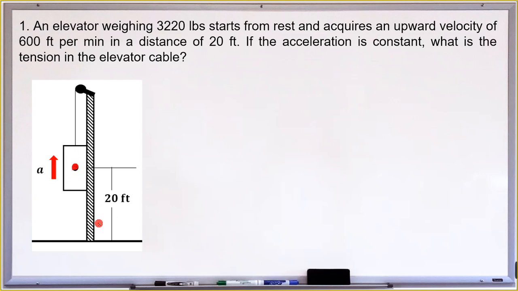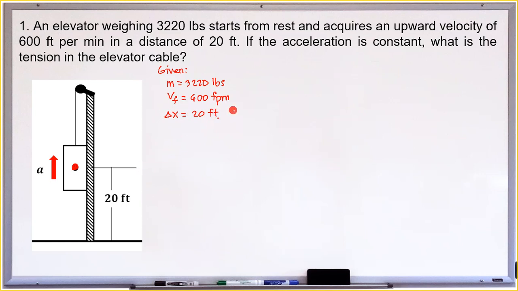So first, we're going to write the given. We have the mass of the elevator expressed in English units, 3,220 pounds. We also have the final velocity, 600 fpm. FPM stands for feet per minute. And then we also have the displacement from the problem, that is 20 feet.